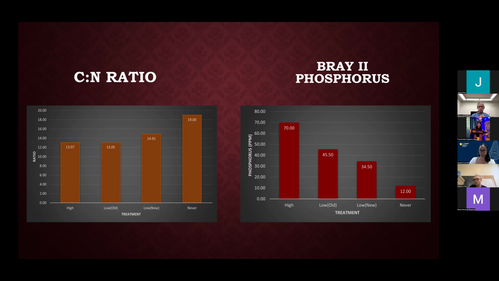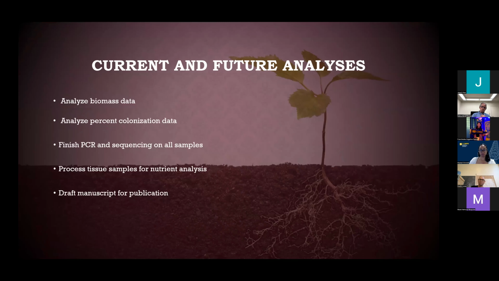Then there's Bray-2 phosphorus. Typically with Bray-2 phosphorus, the higher the number, the more indicative of an unhealthy soil fungal community. If there's a lot of phosphorus in the soil, that means the fungi aren't really taking in that phosphorus to funnel it to the plants. So a high Bray-2 phosphorus number would be indicative of a poor soil fungal community, whereas you can see at 12 with the never burn, those fungi are taking in that phosphorus and trading it to the plants for their photosynthetic carbohydrates.